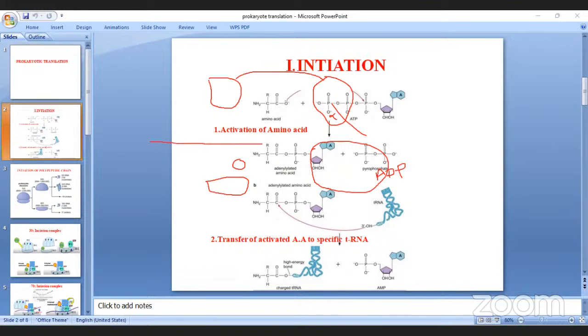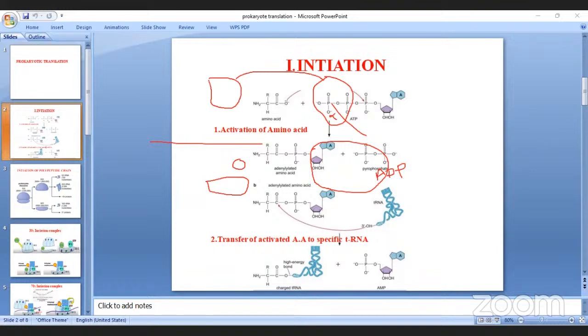Which enzyme is involved in this? To transfer a phosphate group to the inactivated amino acid, forming a bond which is a high energy acyl bond, which enzyme is involved here? Yes, aminoacyl synthetase enzyme. Right, aminoacyl synthetase enzyme. Now the amino acid is activated.